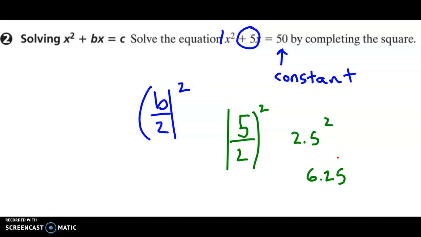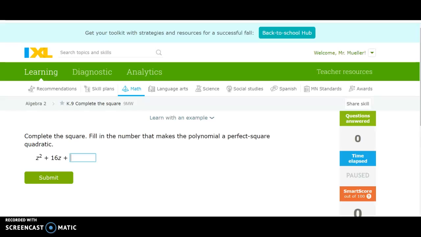So that's really the value that I'm after in this particular lesson. As you move forward, you're going to be doing some practice on IXL. I'm going to jump over and maybe try to show you what that looks like. Here's an example directly from the IXL K9 that you'll be doing. It's asking you to complete the square. It just says fill in the number that makes the polynomial a perfect square quadratic. That's where you're going to take that b divided by 2.